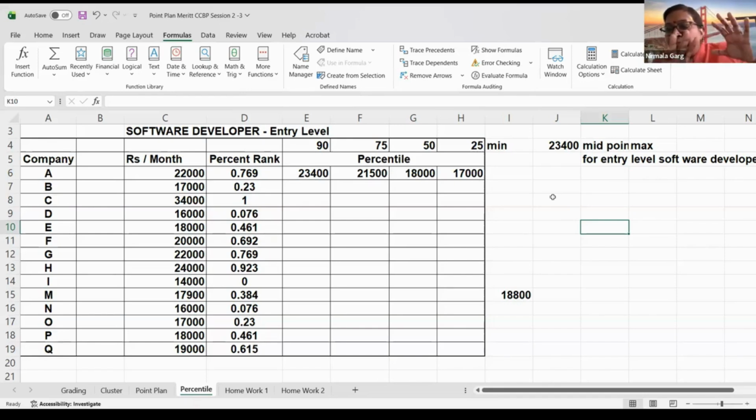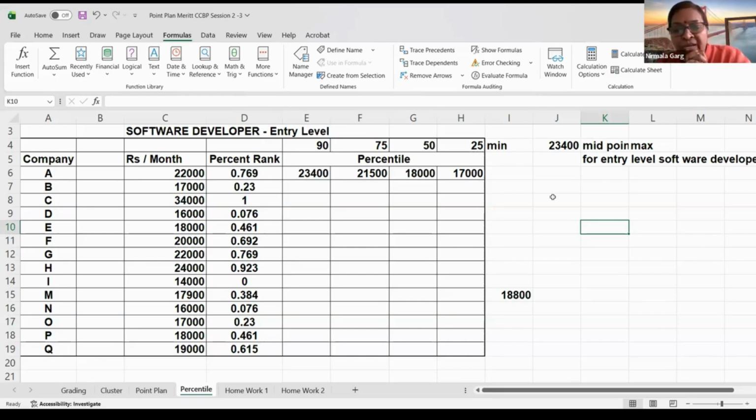Nothing. The positioning or the market data is the median, and you use that market data to create your own salary band internally, and that becomes your midpoint. Got it? We'll talk about it more.